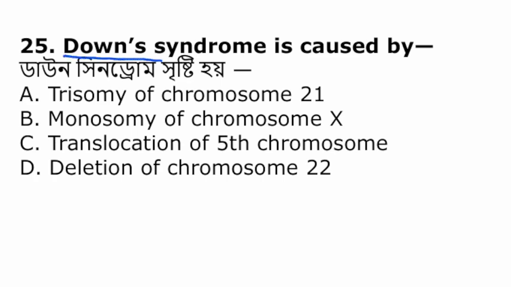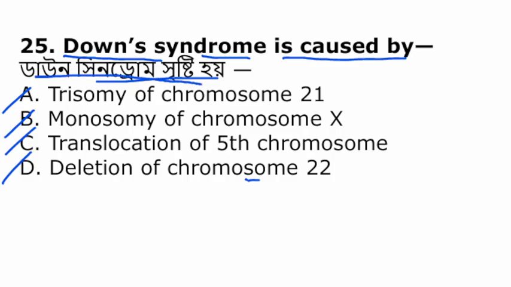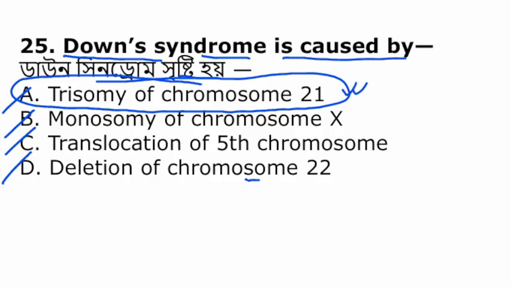Down syndrome is caused by, Down syndrome কখন হয়? Trisomy of chromosome 21, monosomy of chromosome X, translocation of 5th chromosome, deletion of chromosome 22. So Down syndrome is caused when there is a trisomy of chromosome number 21. That is also known as trisomy 21. There are three copies of chromosome 21 that cause Down syndrome.